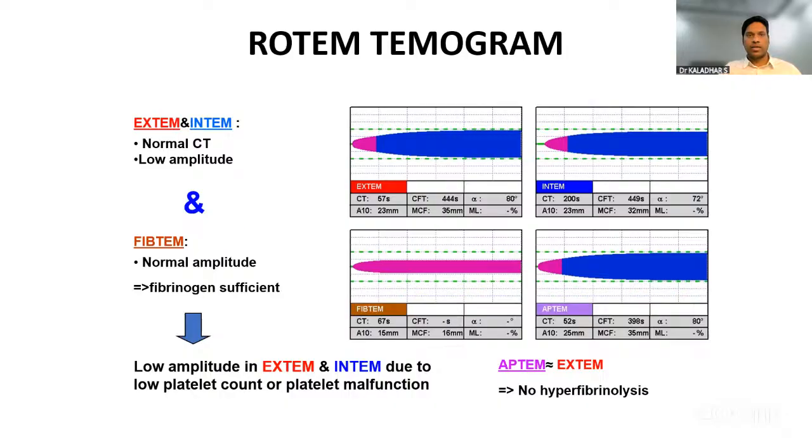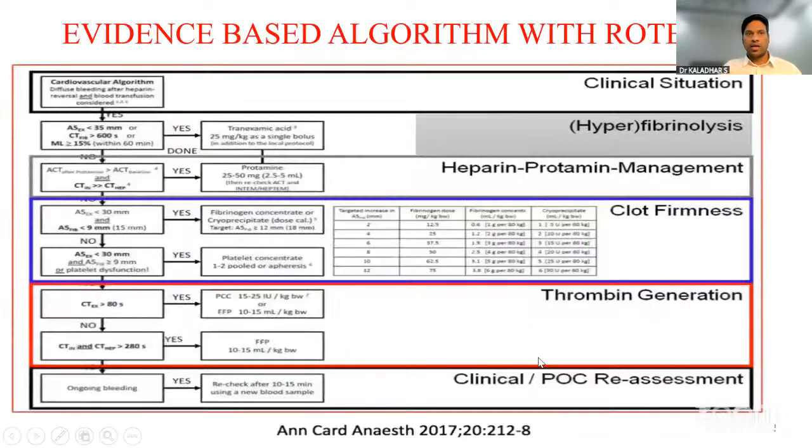ROTEM also has a different signature, where we look at EXTEM, INTEM, and FIBTEM. EXTEM is mostly the extrinsic pathway, INTEM is mostly the intrinsic pathway, and FIBTEM reflects fibrinogen levels. And APTEM, HEPTEM, and the like also point towards heparin action. So this is generally an evidence-based algorithm with ROTEM.